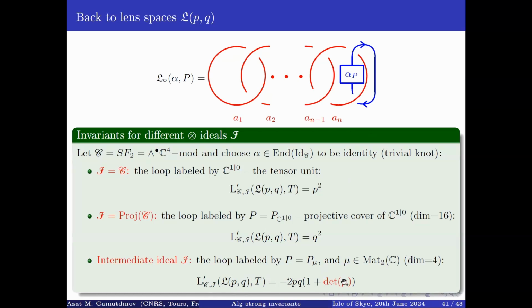So what we see is that this bigger tensor intermediate ideal, with different ideals, they contain different topological information. So this ideal is in some sense more interesting because it can distinguish all the spaces, but also this invariant sees the internal structure of the object labeling.